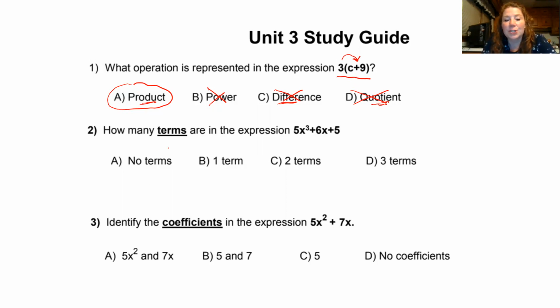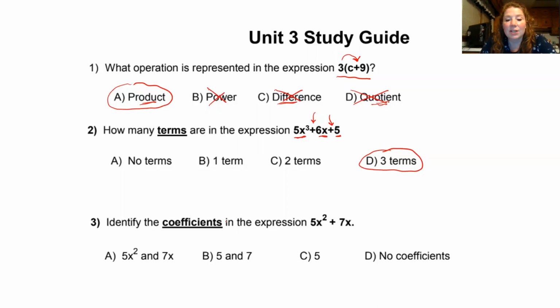All right, number 2, how many terms are in the expression? Of course we know that terms are separated by plus and minus symbols. So here we have our first term. Our second term would be positive 6x, and our third term would be positive 5, because here are our plus symbols. That means we have a total of 3 terms.